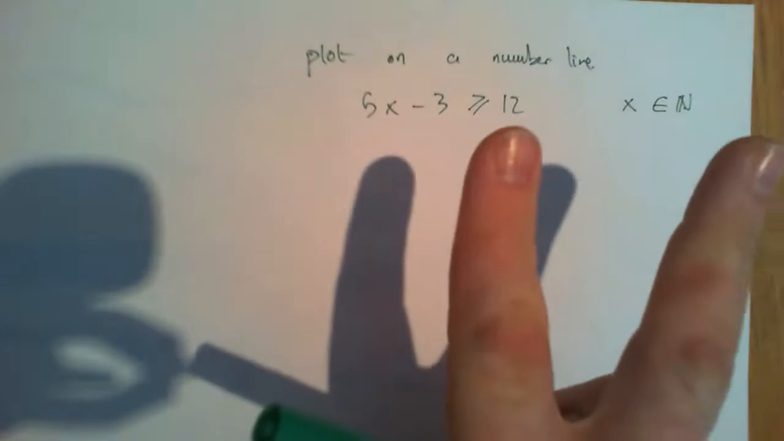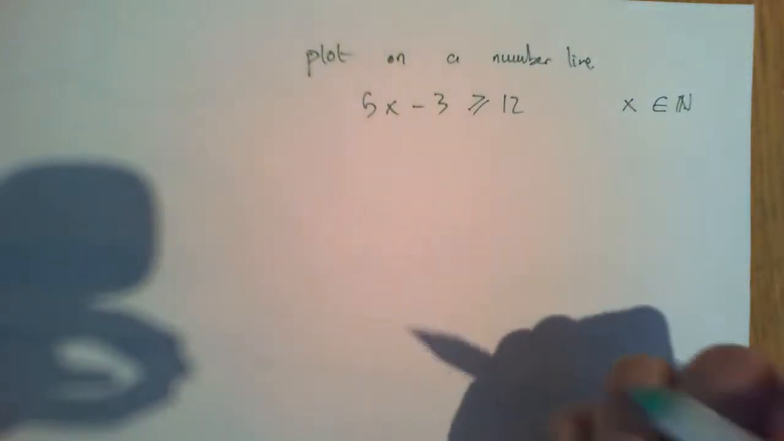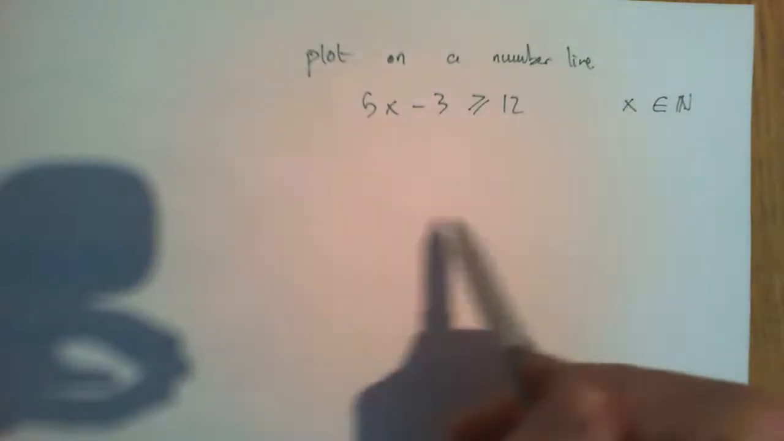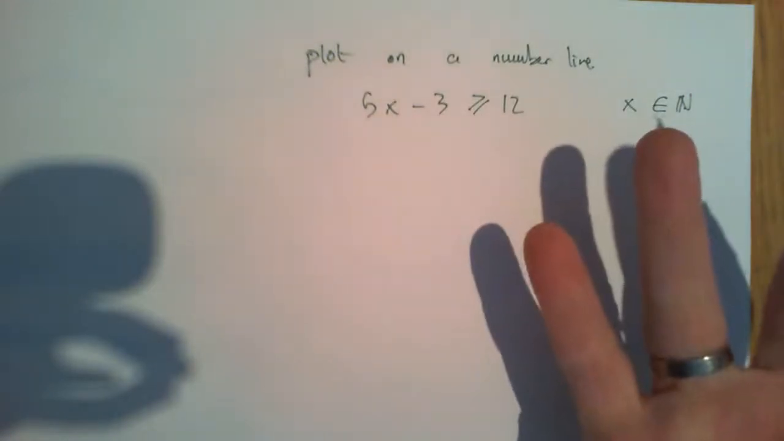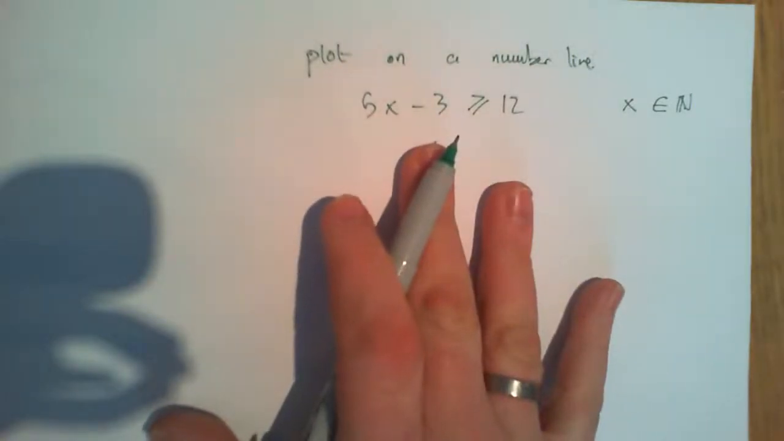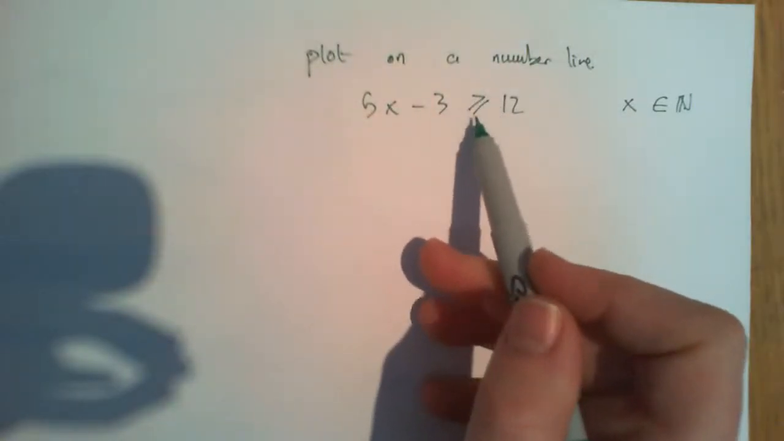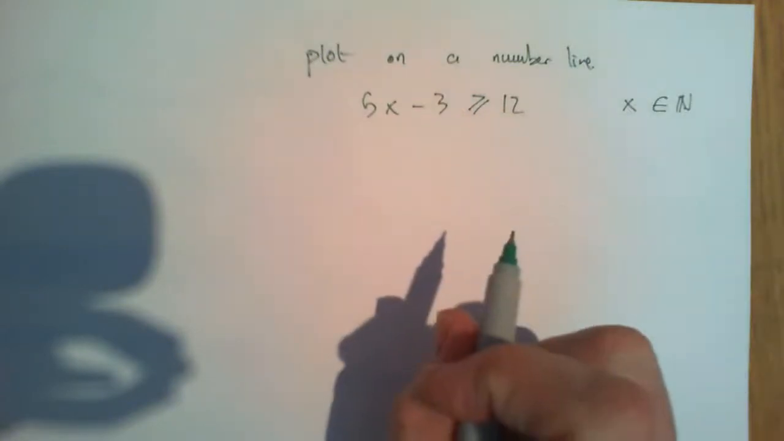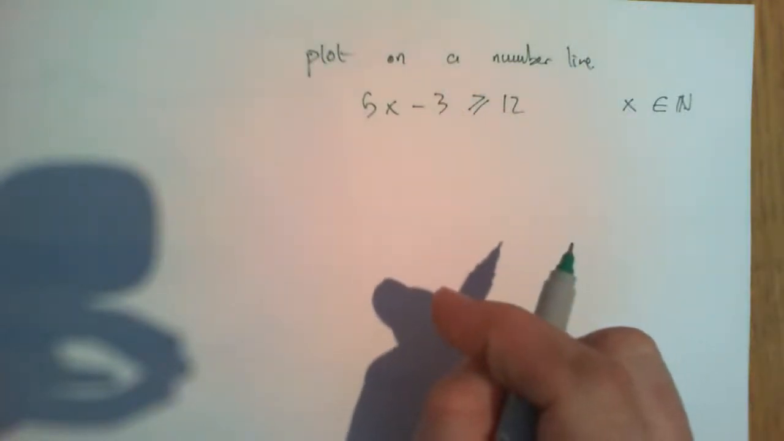Well, we take it in two steps. Step one, of course, is to solve this. Step two, draw it. And that should work. Now let's do step one. Let's solve it. So we're going to treat this like we would treat a normal equal sign, with one exception, which I will come to.